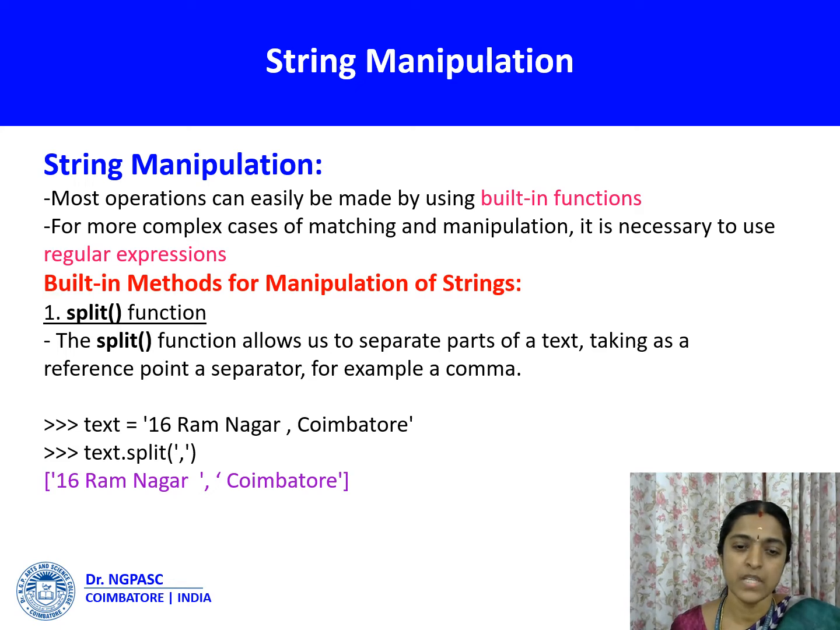Split function allows us to separate parts of text taking as a reference point a separator, for example, a comma. That is, the split function separates a text based upon a separating character. Here, I have assigned a Python variable text. To this, the value 16 Ramnagar, Coimbatore has been assigned. Here, I am applying the split function to this text variable based on the separator comma. As a result, I am getting two substrings as its answer: 16 Ramnagar and Coimbatore as the output.